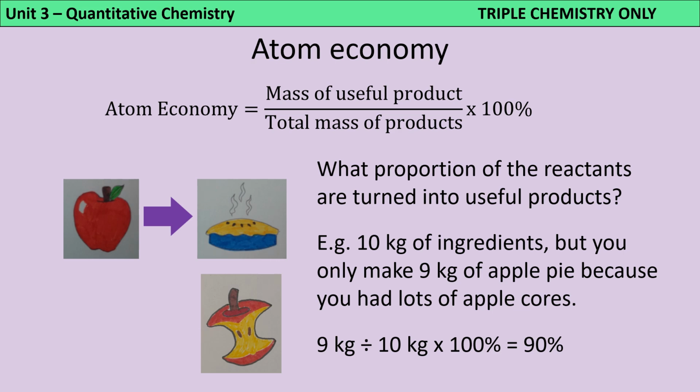So if we go back to our example with the apple pie, we could have 10 kilograms of ingredients, but only make 9 kilograms of pie, because some of what we've had has been wasted. There's been things like the apple cores and the peelings that we wouldn't want to go into our pie. So our atom economy would be 9 divided by 10 times by 100, which would be 90%.